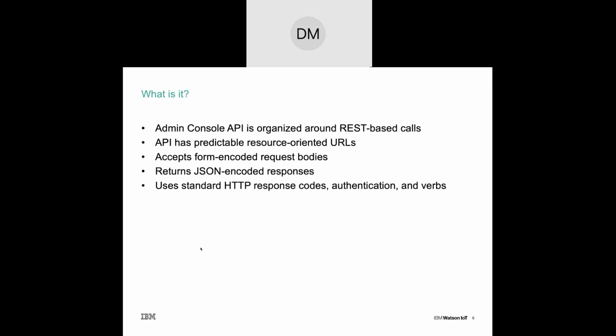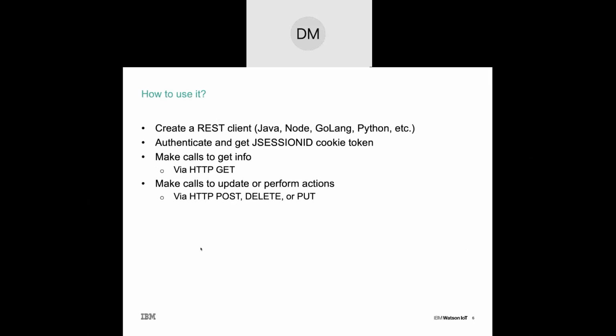So again, the Admin Console API is organized around REST-based calls. We have predictable resource-oriented URLs. We accept form-encoded request bodies and return standard JSON responses. We use standard HTTP verbs, standard HTTP authentication, and response codes so that you can depend upon the results that you receive from the Admin Console API.